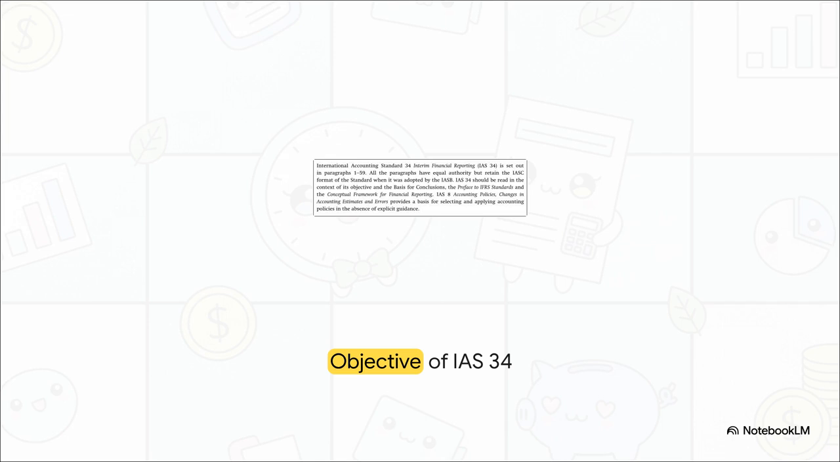It prescribes the minimum content of an interim report, as well as the specific principles for recognition and measurement. By following these rules to the letter, companies ensure that their mid-year updates are timely, reliable, and actually useful to anyone trying to get a read on their ongoing financial health.